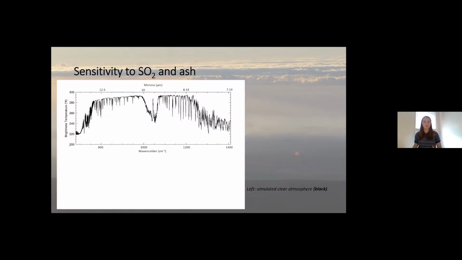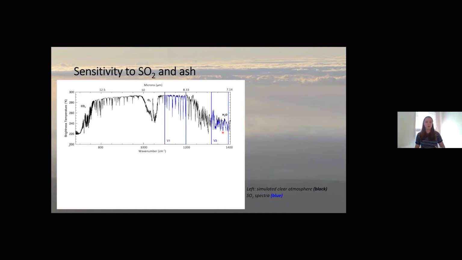Within the IASI spectral range, there is sensitivity to both SO2 and ash. On this slide, I'm showing a simulated clean atmospheric spectrum for part of the IASI spectral range, which is the part we're most interested in. This is modeled with the fast radiative transfer model RTTOV, which replicates what IASI might see given certain conditions. In this case, we're using a standard atmospheric profile, and we've not put in any layers of cloud or SO2 or ash. There are a couple of key features: absorption features associated with carbon dioxide, ozone, and water vapor.